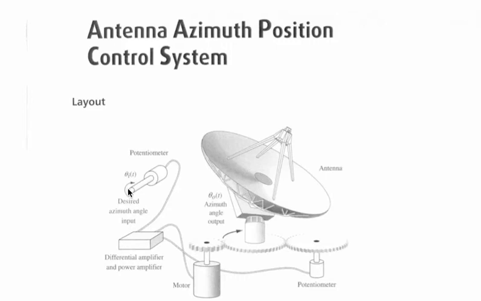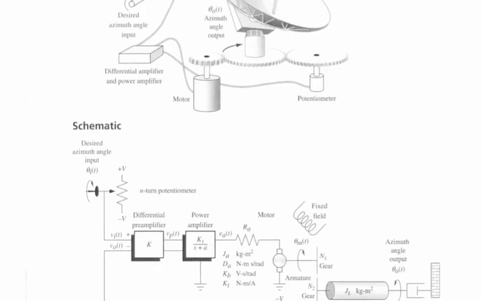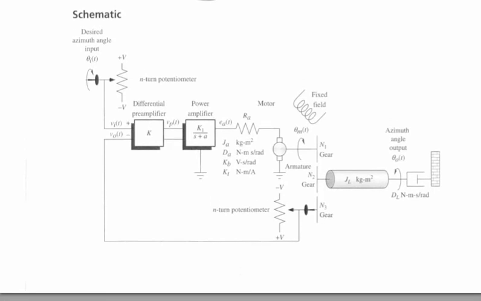On the input side we have a potentiometer which we're using to specify the desired position of the antenna, and that's fed into a differential amplifier, a power amplifier, which drives the motor. The idea is that when the angle here equals the angle here, the power from the differential amplifier disappears and the motor comes to rest. So relatively straightforward. If you look at the schematic diagram, this is what you end up with.